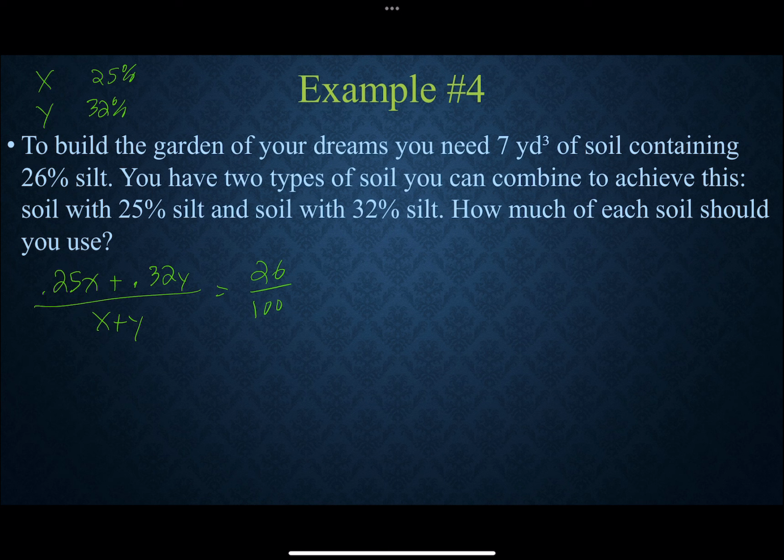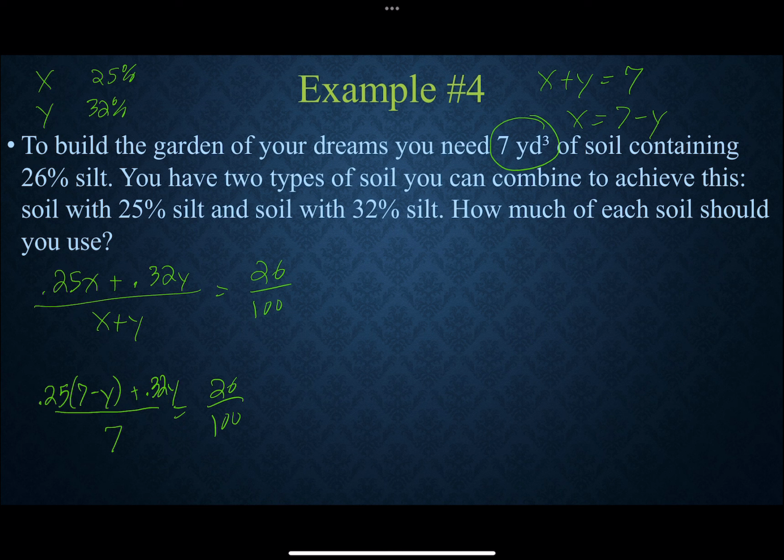Now, you might be looking at this going, okay, I've got two unknowns but only one equation, so where's my second equation? And that's this concept right here. They tell us that we need 7 cubic yards of soil to create this, which means x plus y has to equal 7. So I can replace the denominator with a 7, and then we can choose to replace either the x or the y. It's kind of up to you which one you want to go with. Let's just say x equals 7 minus y. Let's replace x. So this becomes 0.25 times 7 minus y plus 0.32y.